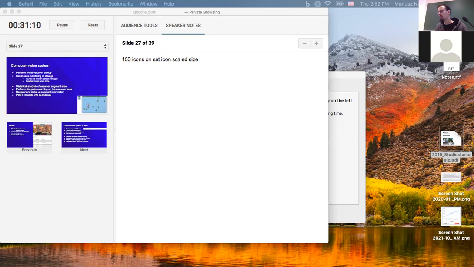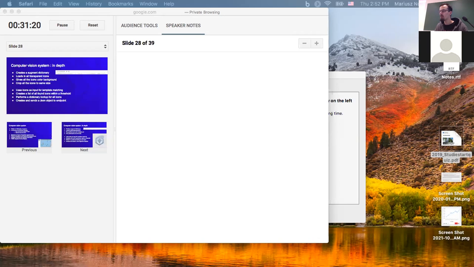It performs template matching, which is why I covered template matching so extensively early on. It registers and looks up the augment information in the dictionary, quite easy, and then it posts the request info to the endpoint.